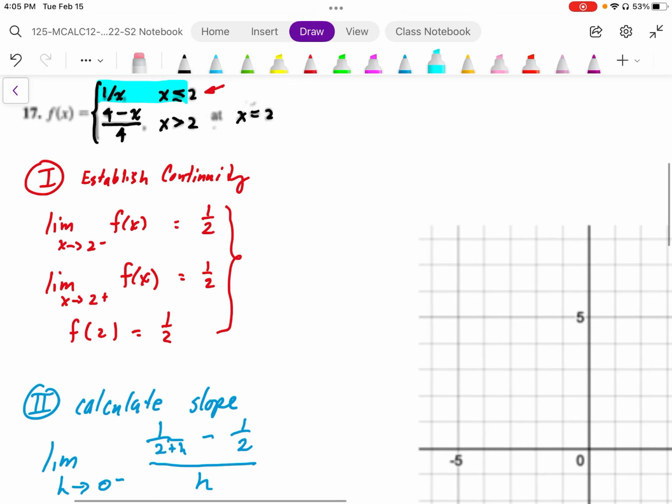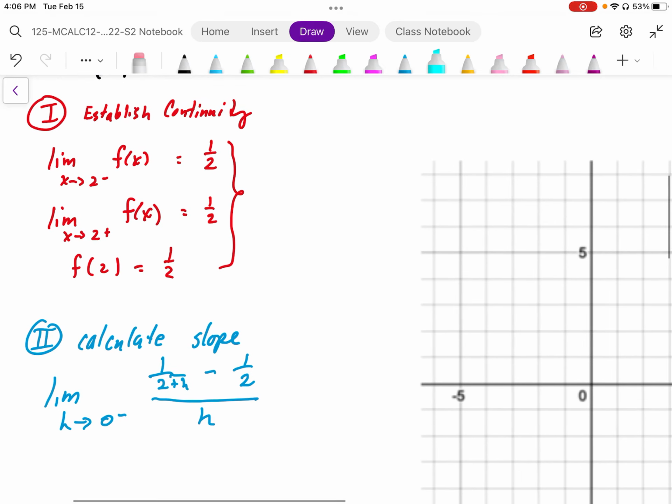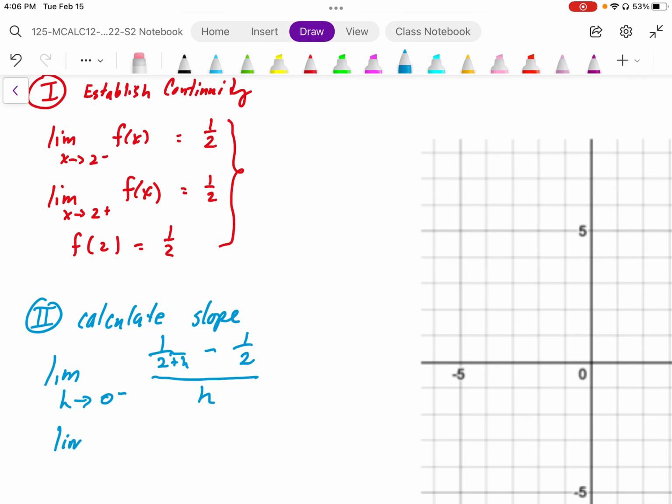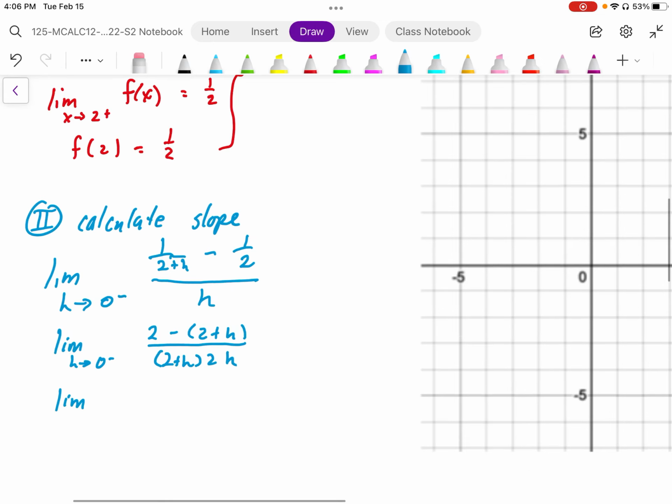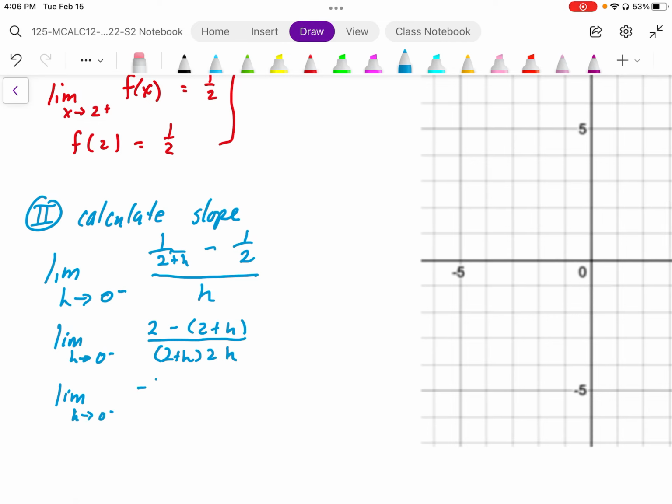So then I have, at x equals 2, 1 over 2 plus h, and again, we're going to approach that 2 from the negative side, minus 1 over 2, so the actual coordinate at 2, divided by h. And we're going to let the limit of this go to 0. So then, doing the algebra for this, we get the limit as h approaches 0 from the negative side of 2 minus 2 plus h, over the common denominator of 2 plus h times 2, and then we put the h in the denominator like that. Simplifying this out, the 2's cancel out, so we end up with the limit as h approaches 0 from the negative side of negative h over h times 2 plus h times 2. So the h's cancel out, then I can evaluate my limit at h equals 0, and my limit is going to be negative 1 over 4.